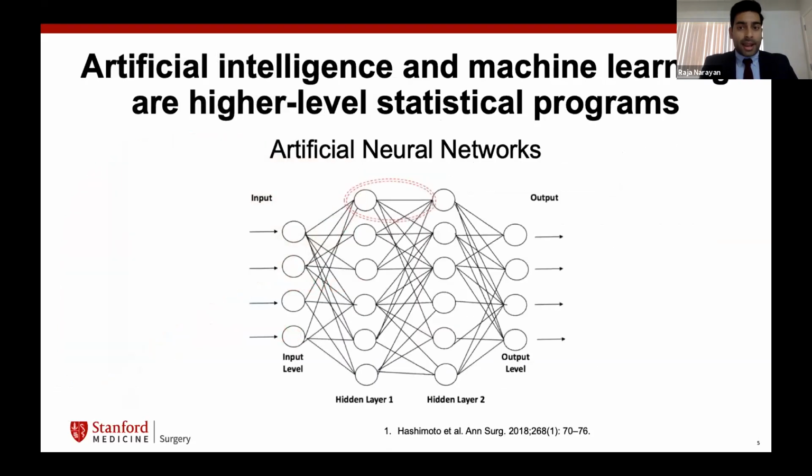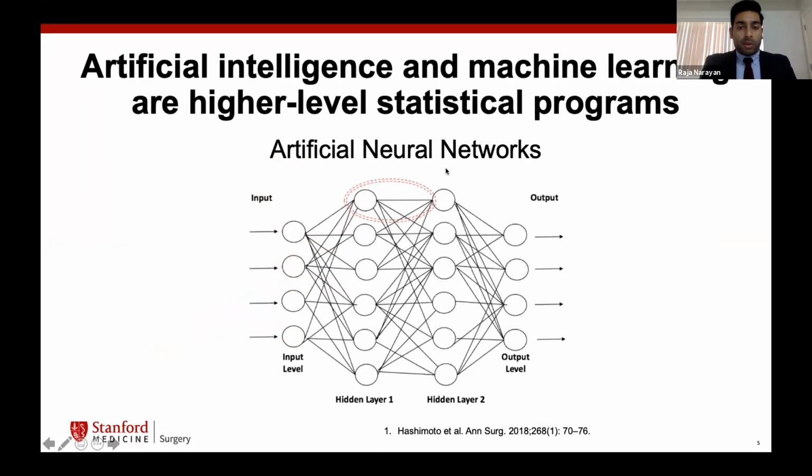For all the buzz that AI or machine learning gets, these are essentially higher level versions of statistical programming with many different options. One option that I've shown here, known as artificial neural networks, functions similarly to a statistical test where you have a pre-specified input that then has a processing algorithm and a desired output. And the processing can vary.